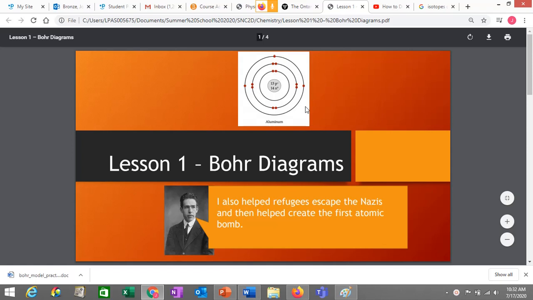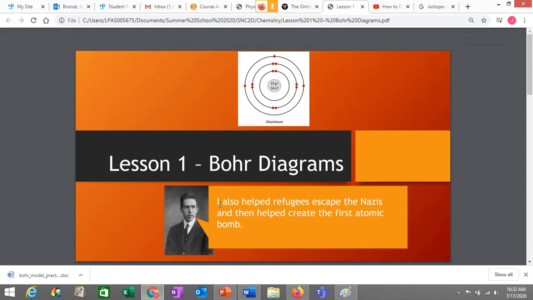So in the 1930s, he helped some refugees escape from the Nazis, and eventually when the Nazis took over his country, later on, he was able to flee, eventually ended up in the United States and helped build the first atomic bomb. So this kind of goes to show you that scientists get involved in lots of things in the world besides just sitting in the lab all the time, and some of those things could be good and some of those things not so much.